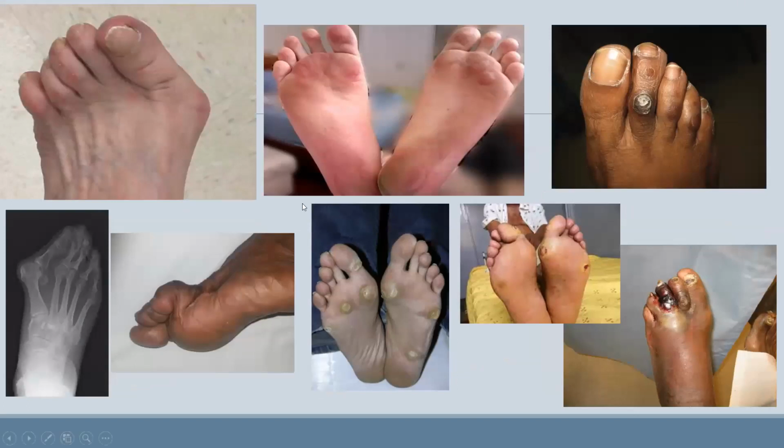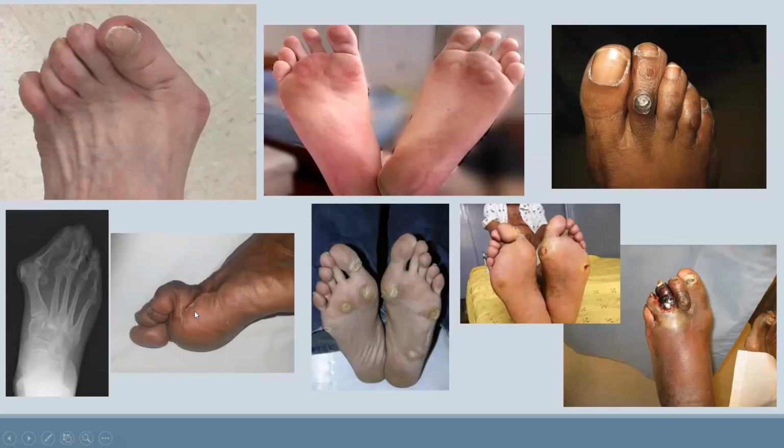So in this slide, this picture just shows some of the abnormalities that you would see when you look at the foot of a diabetic patient. On this first picture, I'm not sure if you can see my cursor, you can see a patient who has developed what is called hallux valgus, meaning the medial deviation of the big toe. You can see that also on the x-ray.